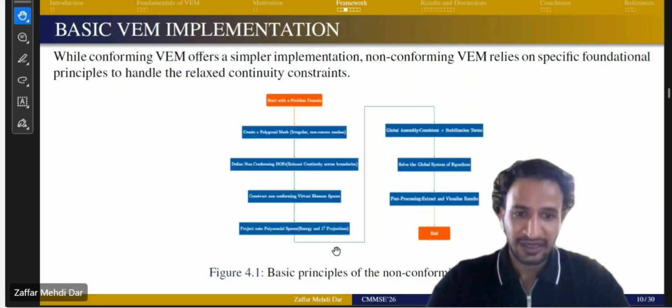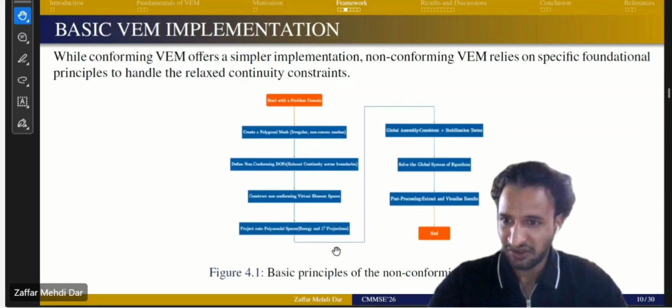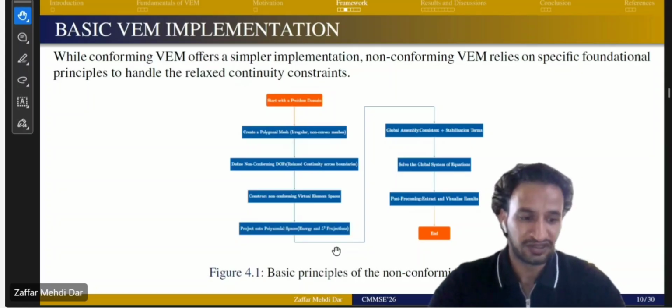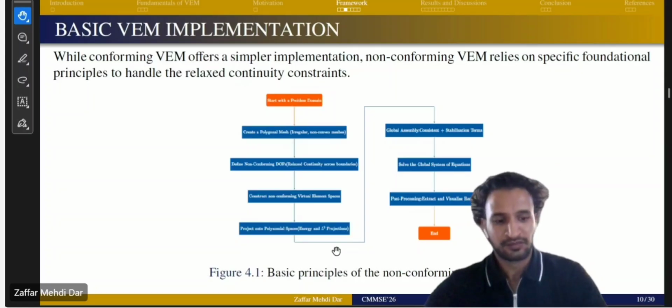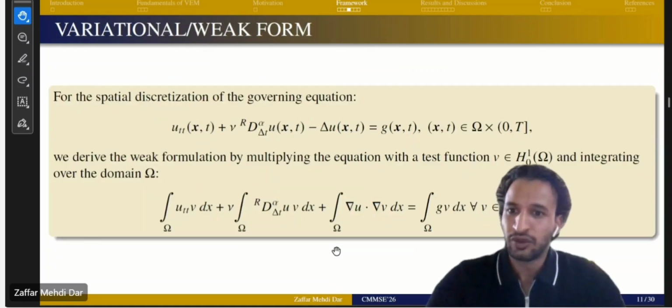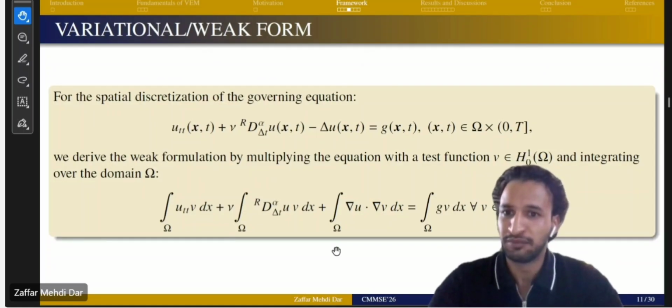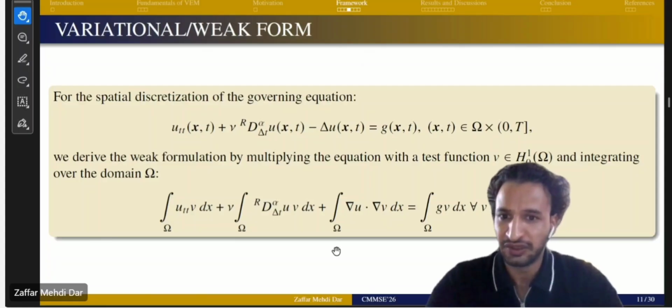Now, in this study we are going to provide all the theoretical results, which are going to be validated over a different set of meshes. We are going to choose the Voronoi meshes and the non-convex meshes for different examples.